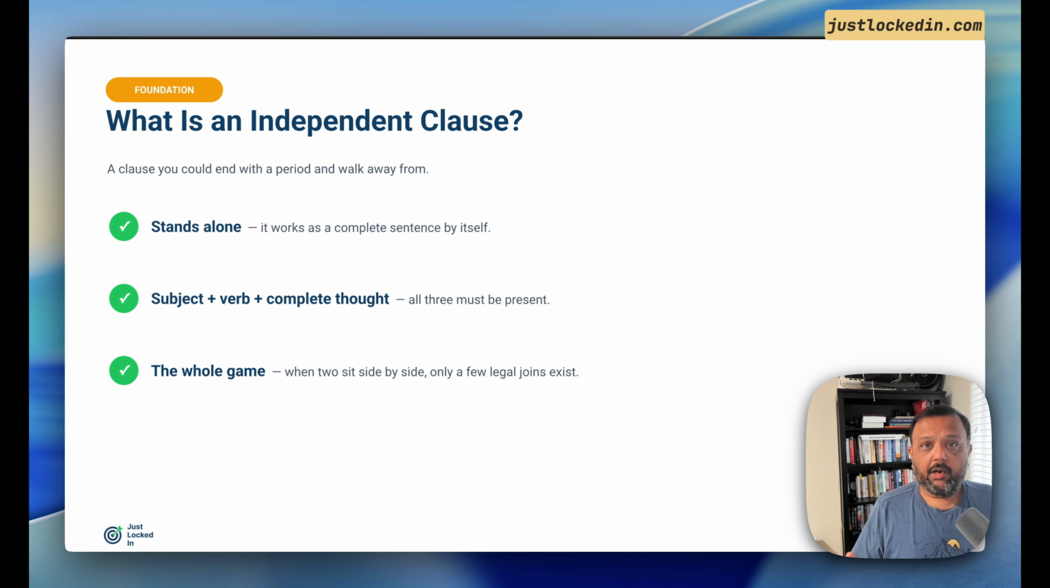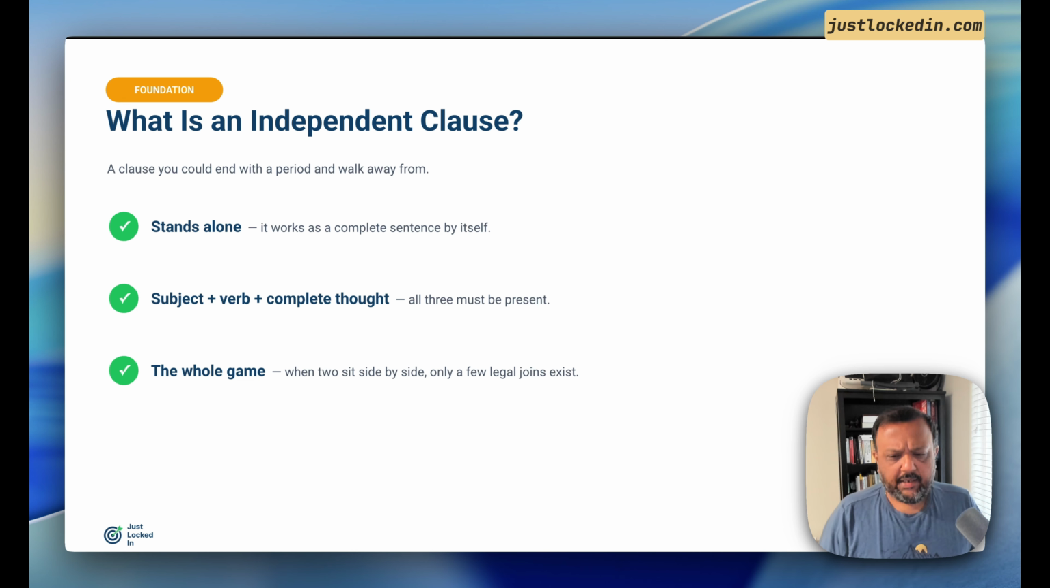So what is an independent clause? If you have a group of words, whether it's a phrase or a clause, and you can put a full stop at the end of it and it becomes a legal sentence, then it is an independent clause. Not only that, it also needs to express a thought completely.